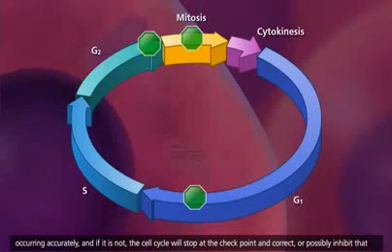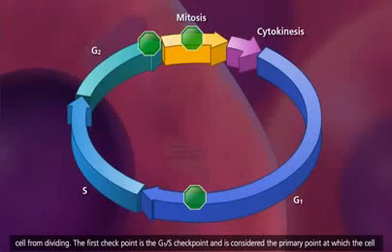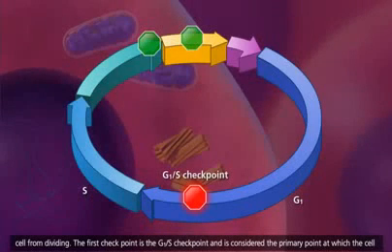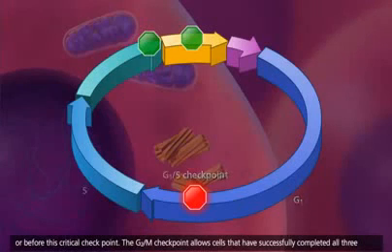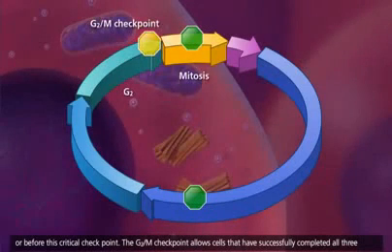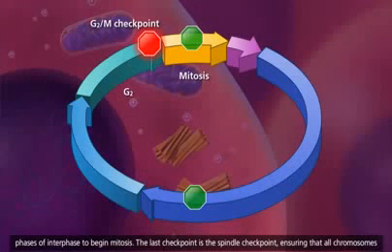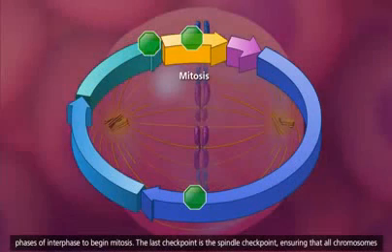And if it is not, the cell cycle will stop at the checkpoint and correct, or possibly inhibit that cell from dividing. The first checkpoint is the G1S checkpoint, and is considered the primary point at which the cell cycle continues or stops. External signals and growth factors can influence the cell cycle and affect the progress at or before this critical checkpoint. The G2M checkpoint allows cells that have successfully completed all 3 phases of interphase to begin mitosis.